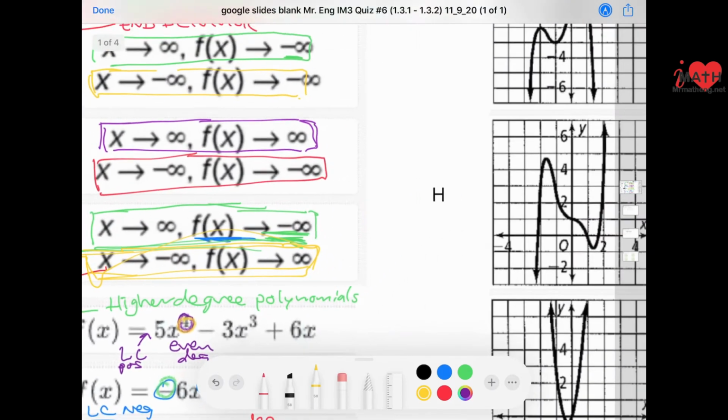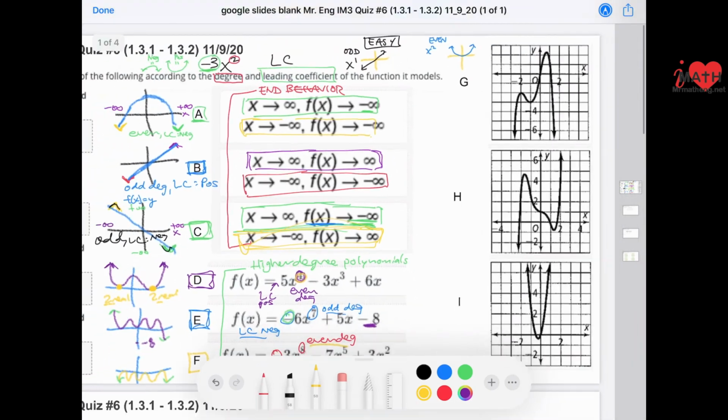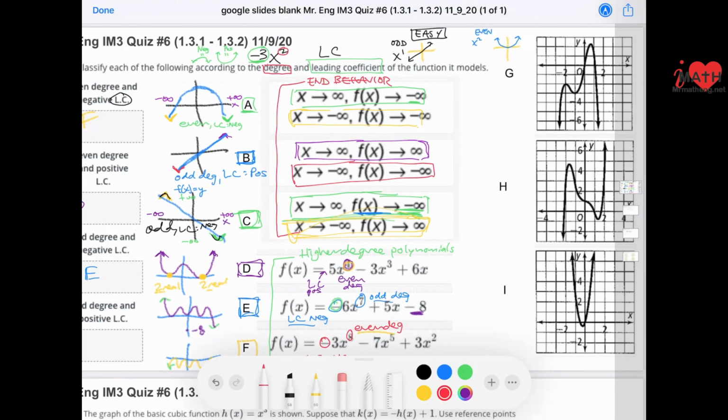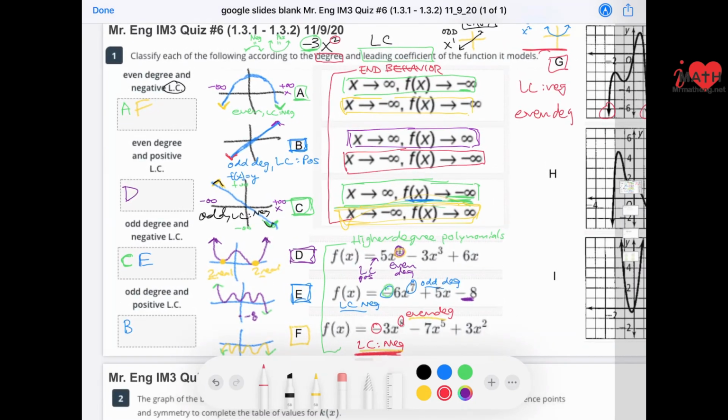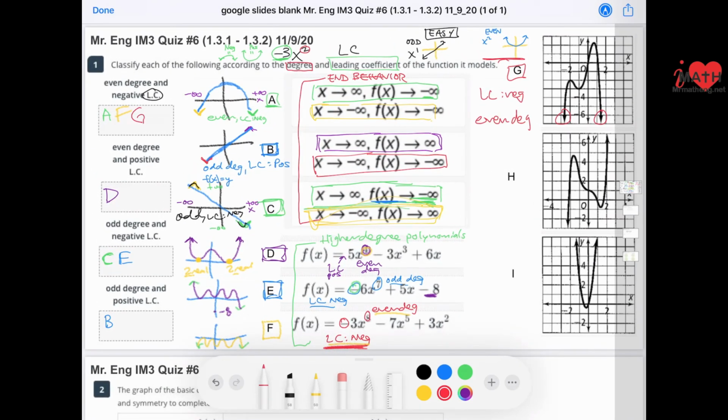Okay, let's go through now these over here. I see these are in the same direction, so this is an even degree. And all the arrows should be up like the easiest one. That means the leading coefficient is negative. So G is a negative even. So that graph would go here. Okay, this one, they're in opposite directions, so that would be an odd degree polynomial. And the leading coefficient matches the easiest one when it starts down, ends up, so that would be a positive odd. Positive odd for H would be here.